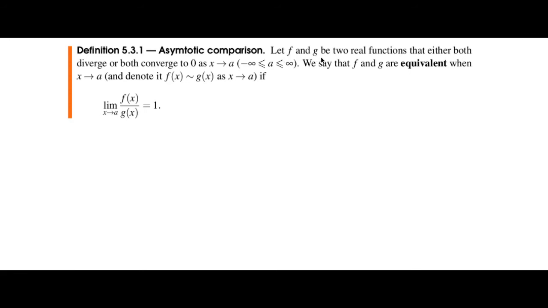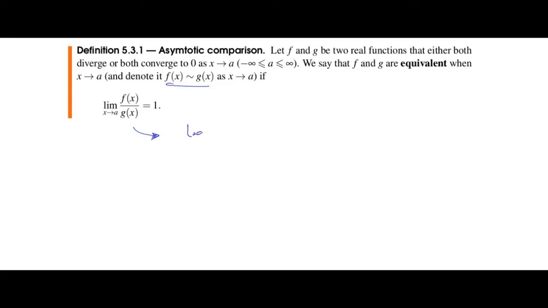So let f and g be two real functions that either both diverge or both converge to 0 as x goes to a. Well, we say that f and g are equivalent when x goes to a, and denote it like this. So this is the same symbol that we used before. f is equivalent to g as x goes to a if this limit is true. So using this, we can rewrite the equivalences that we saw in unit 3 like this.